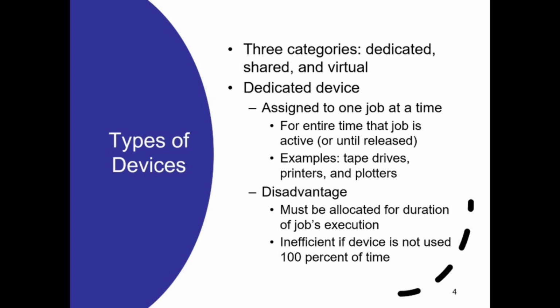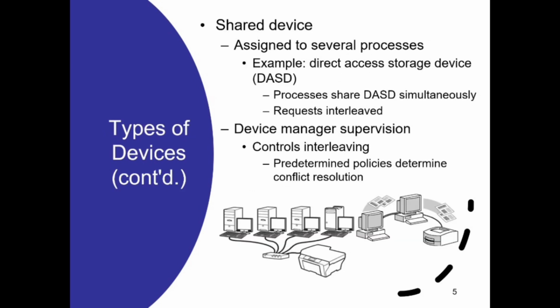The disadvantage is that it must be allocated for the duration of job execution, and it is inefficient if the device is not used 100% of the time. Next is shared devices. It is assigned to several processors, for example, direct access storage device (DASD). Processors share the DASD simultaneously and requests are interleaved. It acts like a device manager supervision, and it will control interleaving, predetermine policies, and determine conflict resolution.